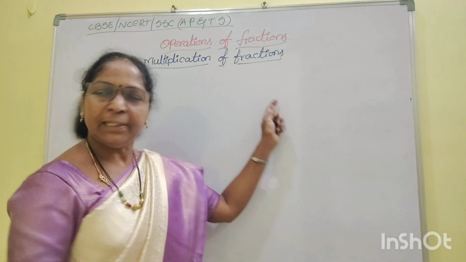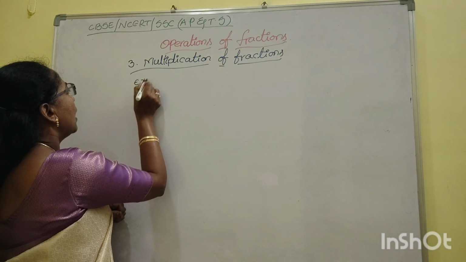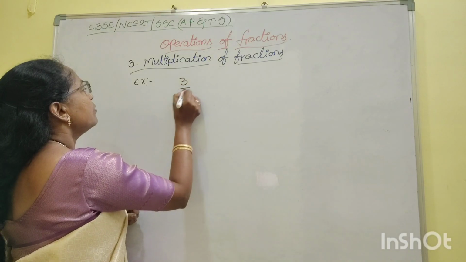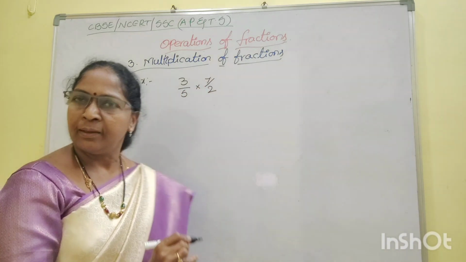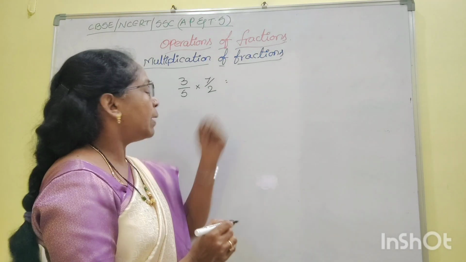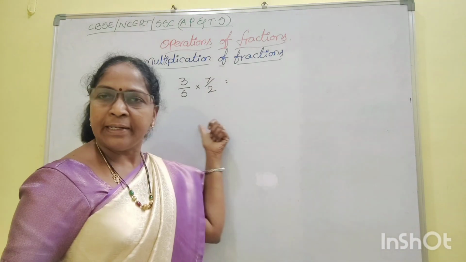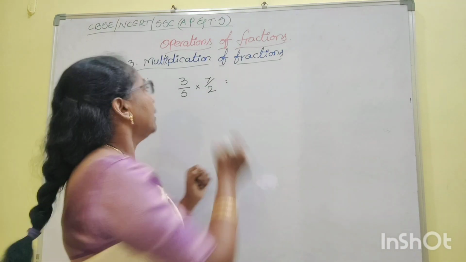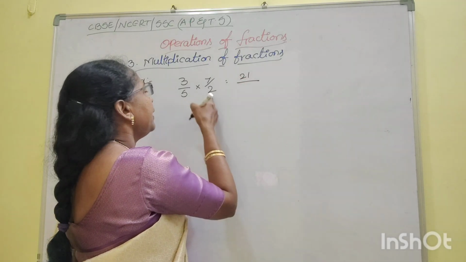Next one is multiplication of fractions. So here is an example of how to multiply 3 by 5 and 7 by 2. The procedure for multiplication of fractions: numerators multiply and denominators multiply. So 3 7s are 21, divided by 5 2s are 10.